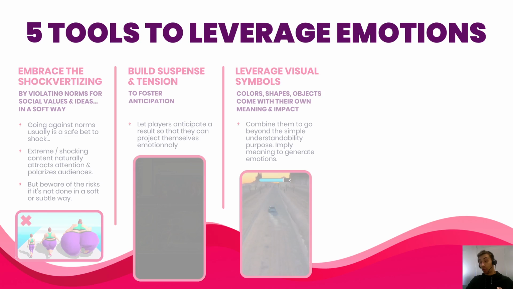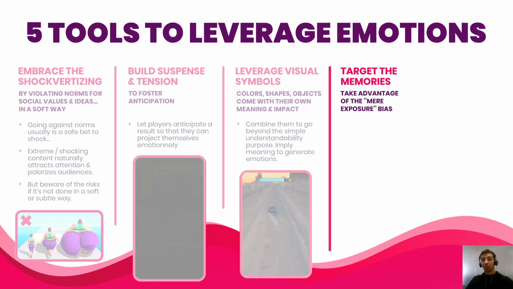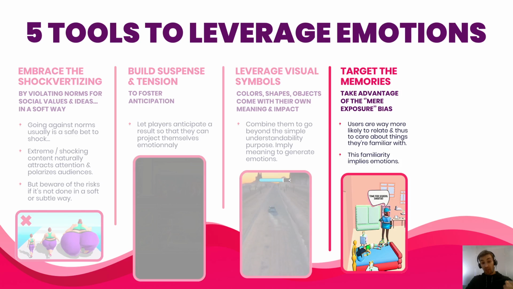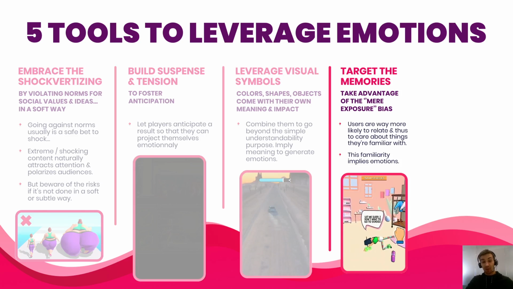Then comes our number four, target the memories of your users. Basically, we're talking relatability here. And there's actually a cognitive bias behind this one, because human beings tend to be more receptive with concepts they're already familiar with. And this familiarity implies emotion. For example, this creative of Grabmaster will probably bring back some memories to most of us, whether we experienced it as a child or as a parent.